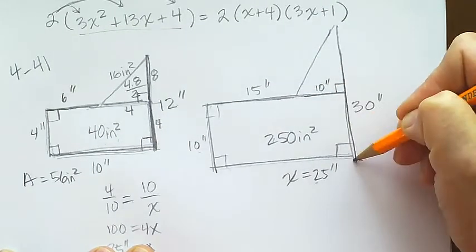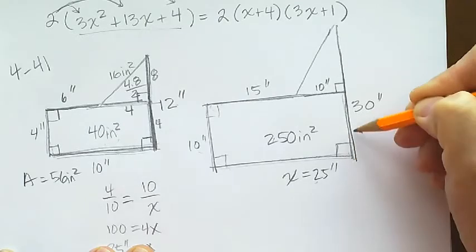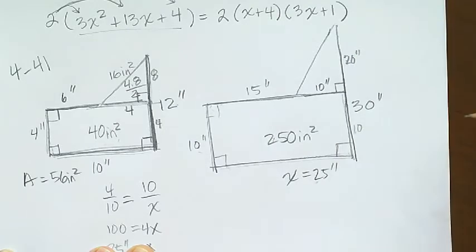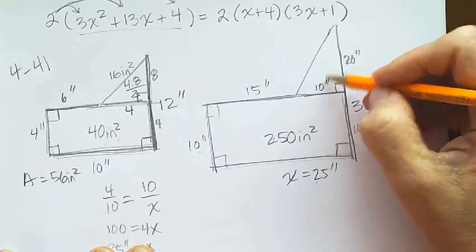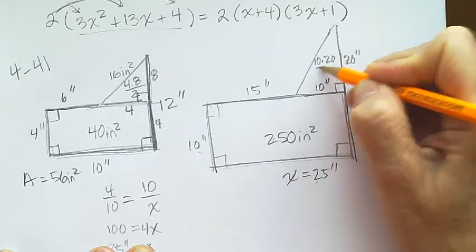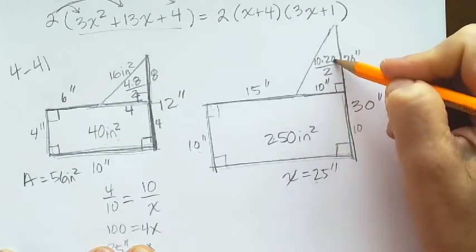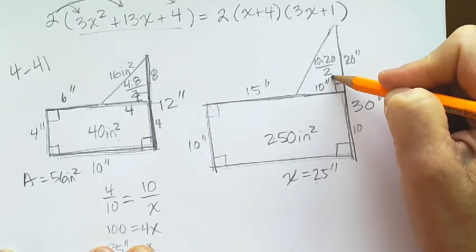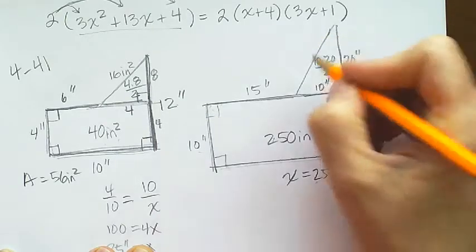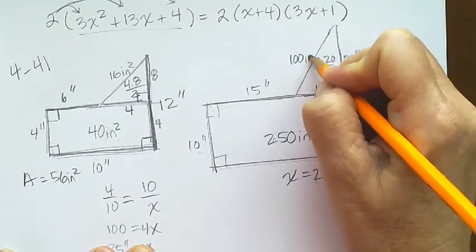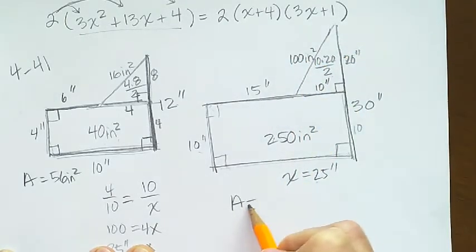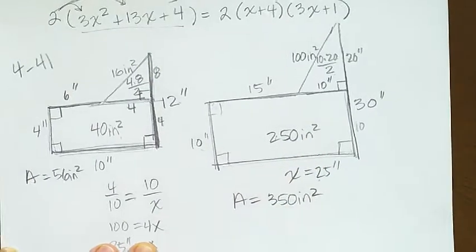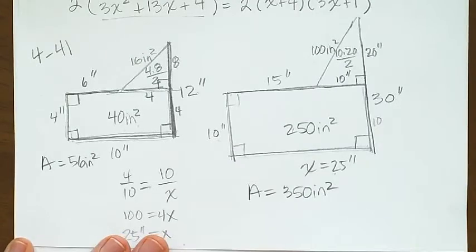This entire length is 30. This is 10. So 10 plus what is 30? This must be 20. So this triangle must be 10 times 20 divided by 2. So that's going to be 200. Divided by 2 would be 100. So the area of the entire shape would be 250 plus 100, 350 square inches.